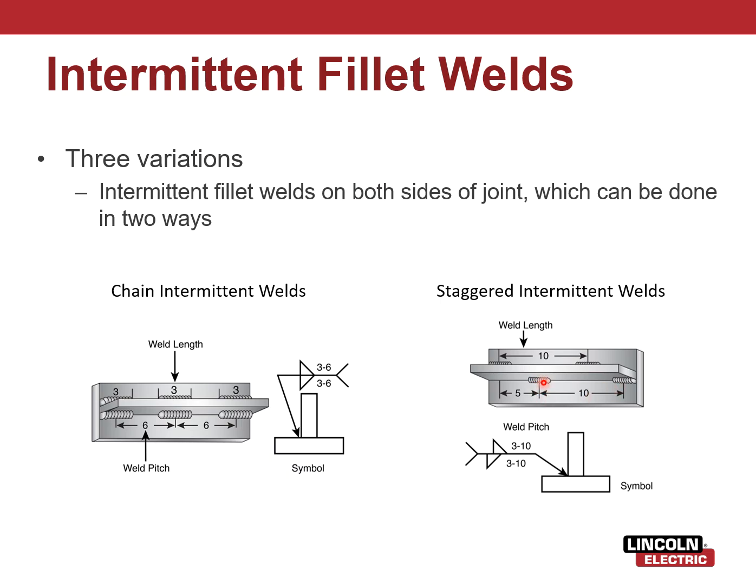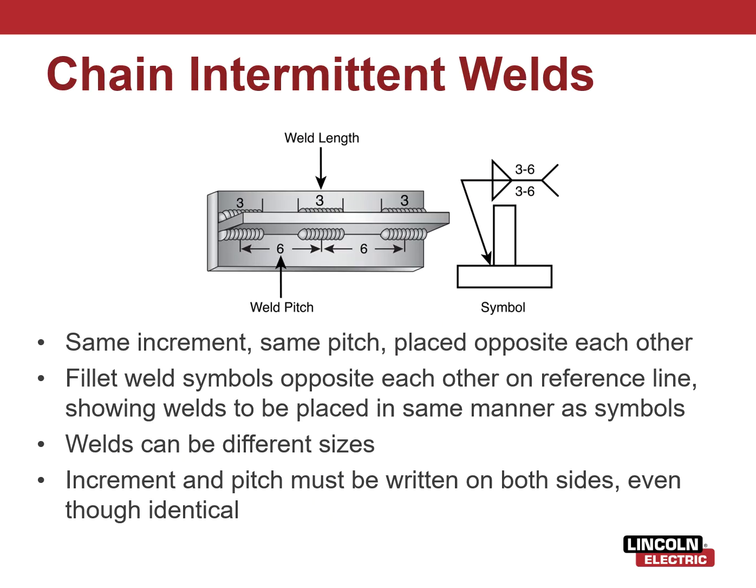So between the welds on this side, they're 10 inches spaced, centered. But if we measured this weld to the weld on the other side, they would be centered 5, so half. That way it gives you the staggered look. So a chain intermittent: same increment, same pitch, placed opposite each other, uniform.